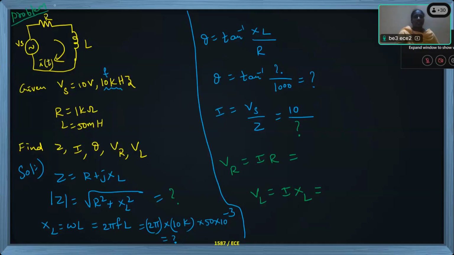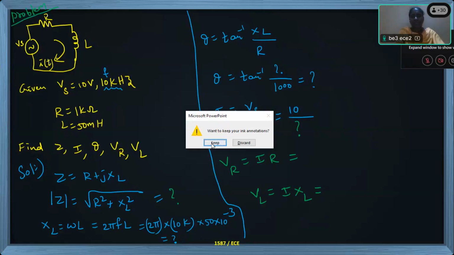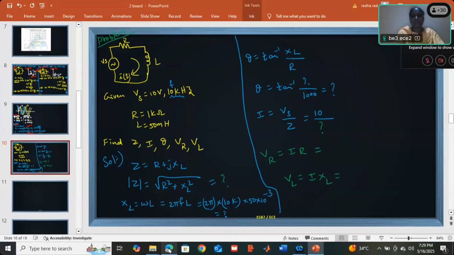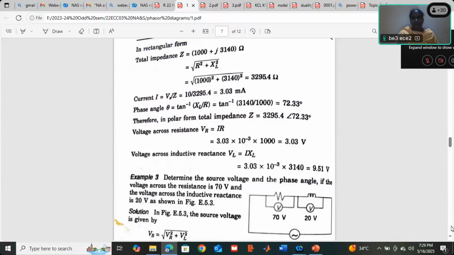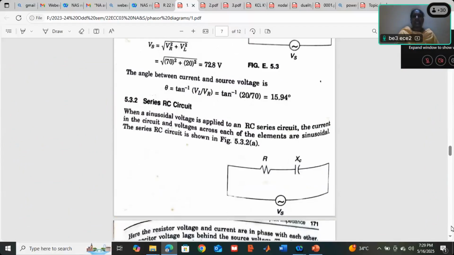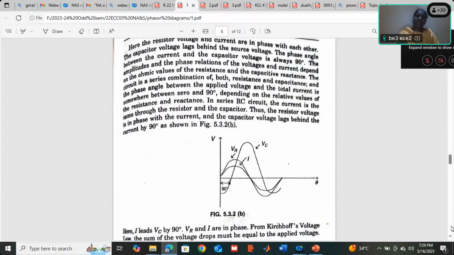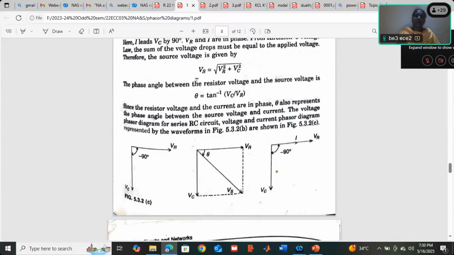This is a problem on an RL circuit. Once you understand the RL circuit, the formulas for the RC circuit are similar. For the RC circuit, the angle, as I already told you, is XC by R. XC means 1 by omega C, and omega means 2 pi F. These formulas are the same. Z is nothing but R minus jXC, where XC means 1 by omega C.